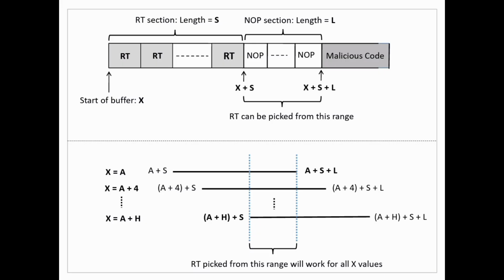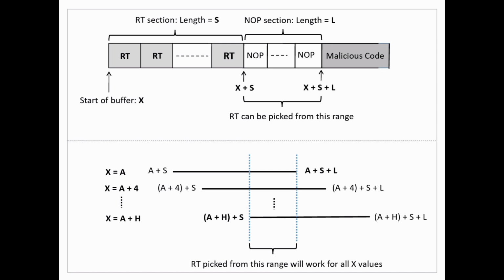This figure explains how to select a valid return address to successfully redirect execution to the malicious code during a buffer overflow attack. In this, the buffer is divided into two sections, one RT section and one no operation section. The RT section contains multiple return addresses. The no operation section acts as a safe landing zone before the malicious code. Then the buffer starts at address X and then valid RT selection range. RT values can be picked from a calculated range.